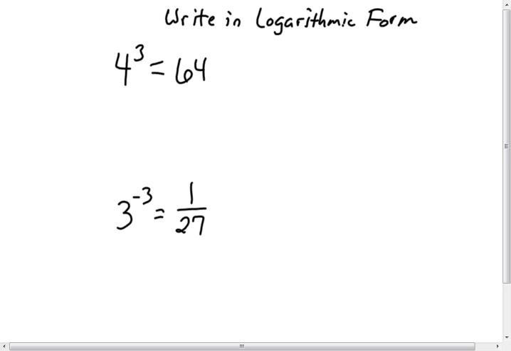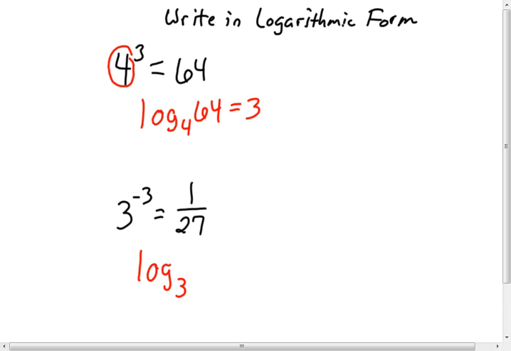Second part of 11-4 is doing the reverse and writing in logarithmic form. 4 to the 3rd equals 64, so how do we write that as a log? Remember, the number that is raised to the exponent, the base, that will be with the logarithm. So log base 4 of what number? 64 equals the exponent. Log base 4 of 64 equals the exponent. Same for the bottom one, even though we have a negative exponent. Log base 3 being the base, of 1 over 27, that's the number on the right, equals the exponent, -3.